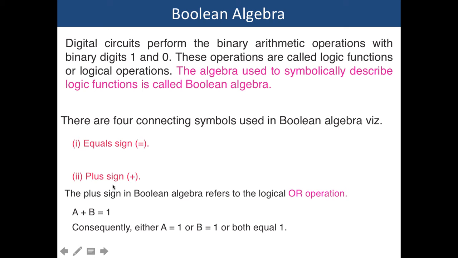Second one is plus sign. The plus sign in Boolean algebra refers to the logical OR operation. Since it is plus, so you know it is OR operation. It means A plus B is equal to 1. So consequently, either A is equal to 1 or B is equal to 1 or both equal 1.